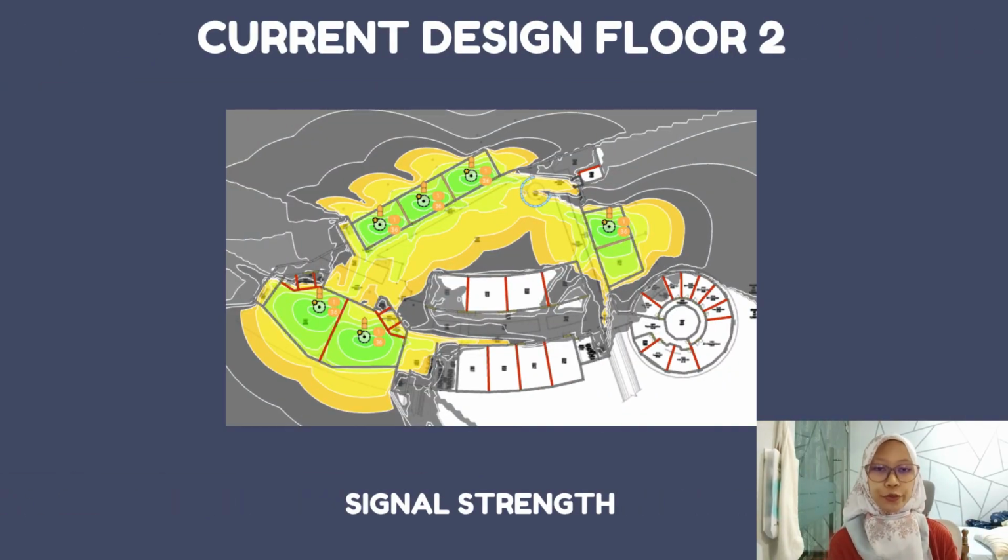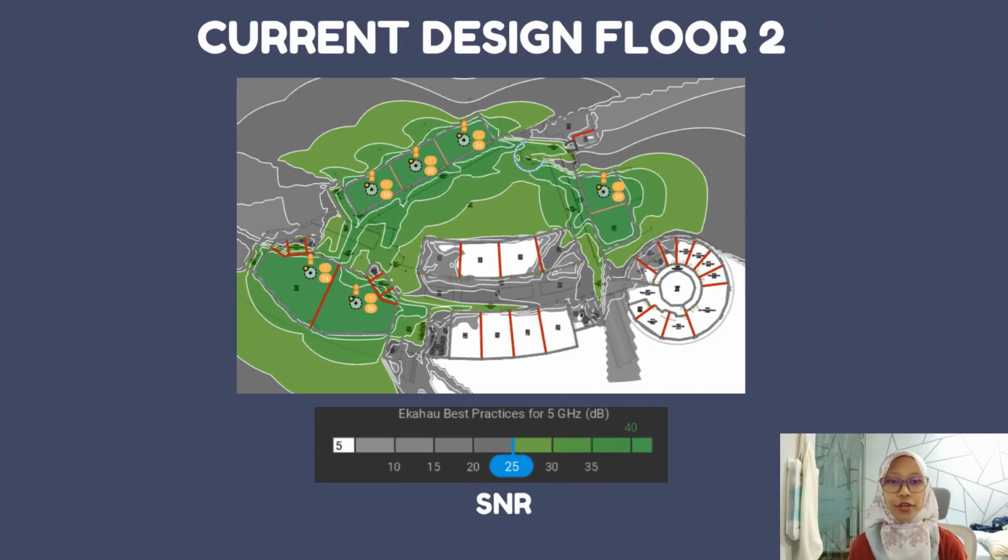Okay, next for floor 2, for signal strength, the current design shows that the Wi-Fi signal is mainly strong around the existing access points. The green areas indicate stronger signal, while the yellow areas show weaker signal. From the current design, some parts of floor 2 are covered, but the coverage is not evenly distributed. There are still areas, especially around the middle and lower part of the floor plan, that receive weaker signal. This happens because the APs are more concentrated in certain areas and are not distributed enough to cover all important user areas.